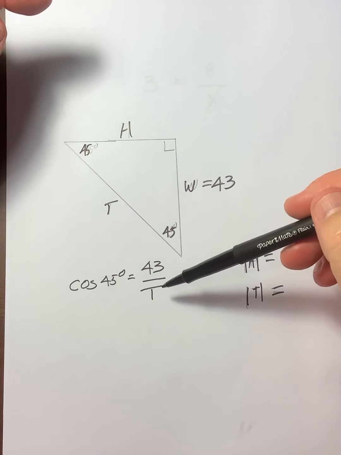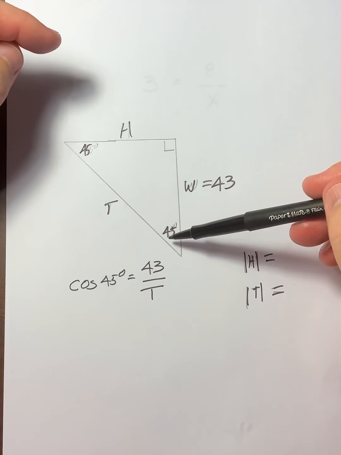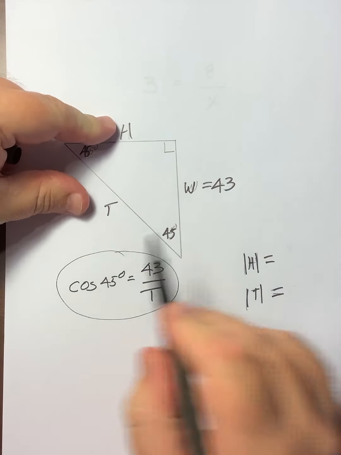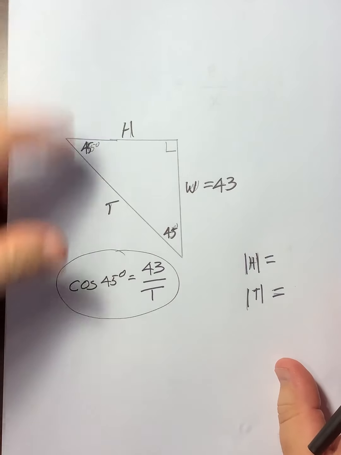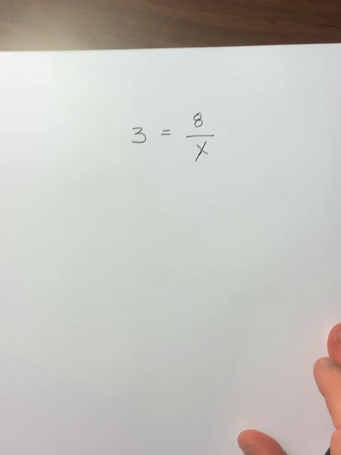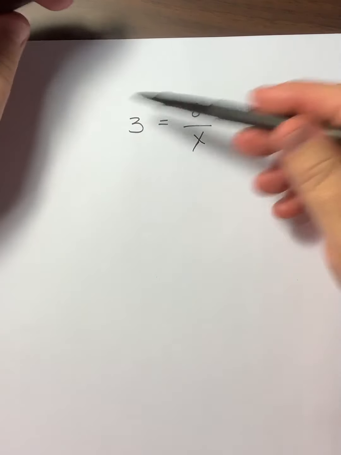that you would set this up to be the cosine of 45 is adjacent over hypotenuse. So this is the correct setup. So I just wanted to start there to tell you that you're on the right track. So setting that aside for a moment, let's come over here and let's look at this.